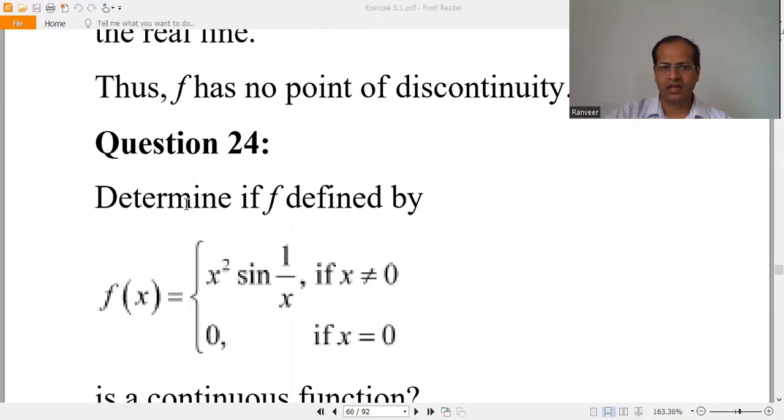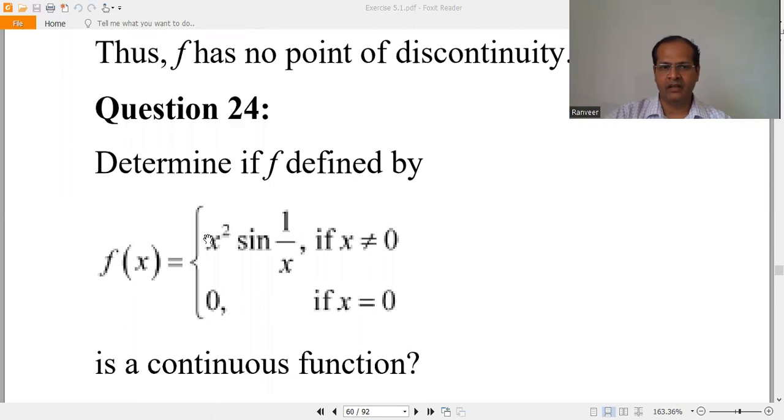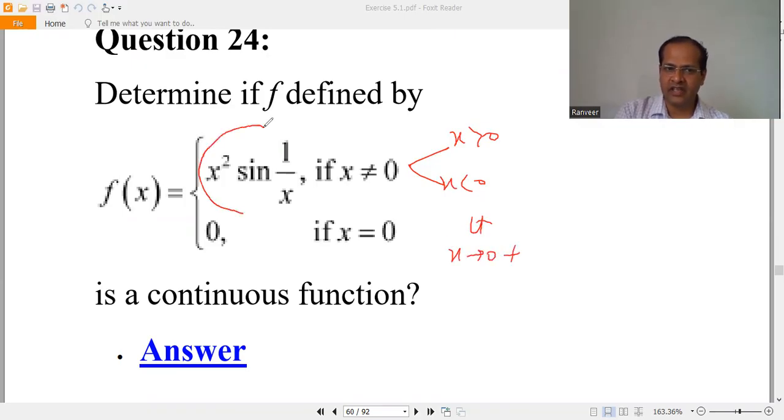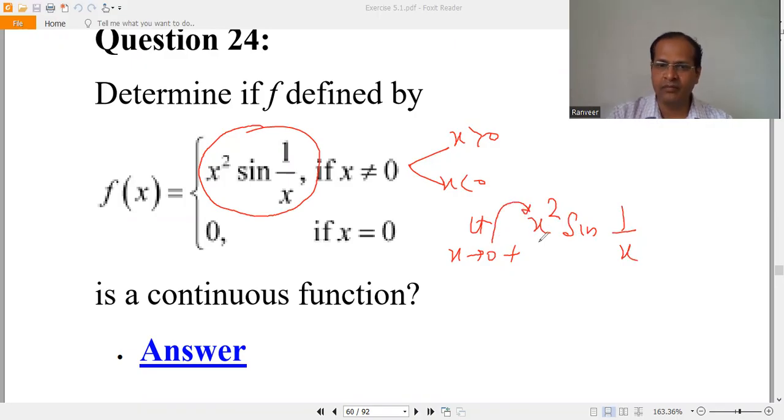Now, in the same way, determine whether the function is continuous or not. First of all, I will take x not equal to 0. There are two cases: x greater than 0 or x less than 0. So the limit as x tends to 0 plus, where the function definition is the same, x square sine of 1 by x.